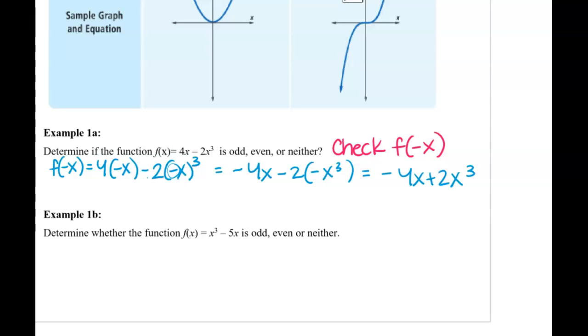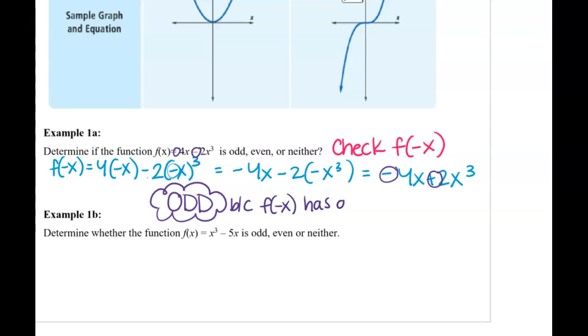Basically, if you compare, in this function we had positive and now we have negative and positive, so this must be an odd function, because f of negative x has all opposite signs in the coefficients.